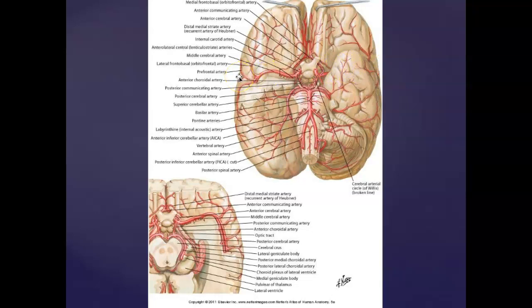Now, if you remember that homunculus, this includes the pre and the post-central gyrus. So this is motor and sensory information coming to and from the body, respectively. So a stroke in these middle cerebrals is a big deal. You're going to lose a lot of sensation and motor control both from and to the body.